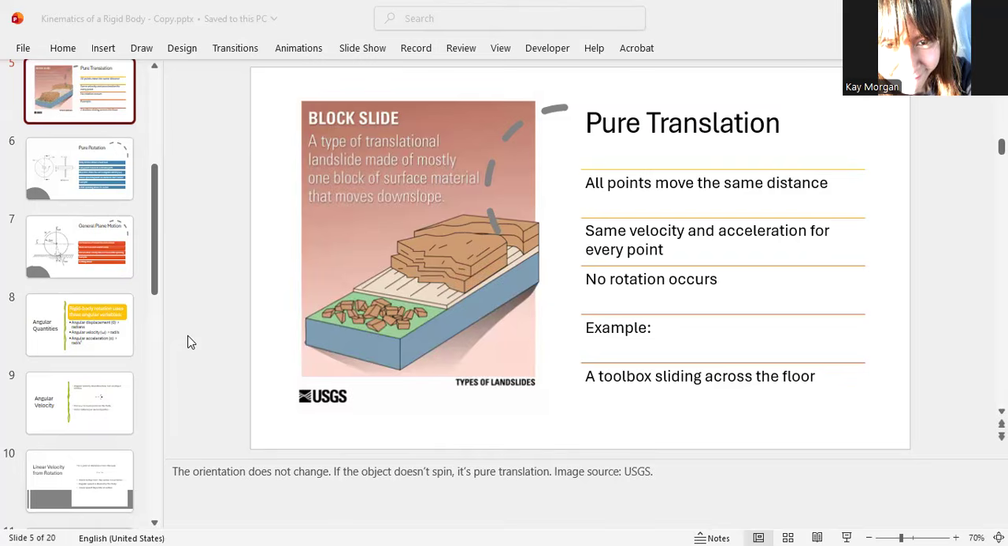All right, then we will go into pure translation in detail. So let's start from the first type of rigid body motion, and we call that pure translation. So in this motion type, all points on the rigid body. Again, try to see every body has so many points. Okay, we're just making points.